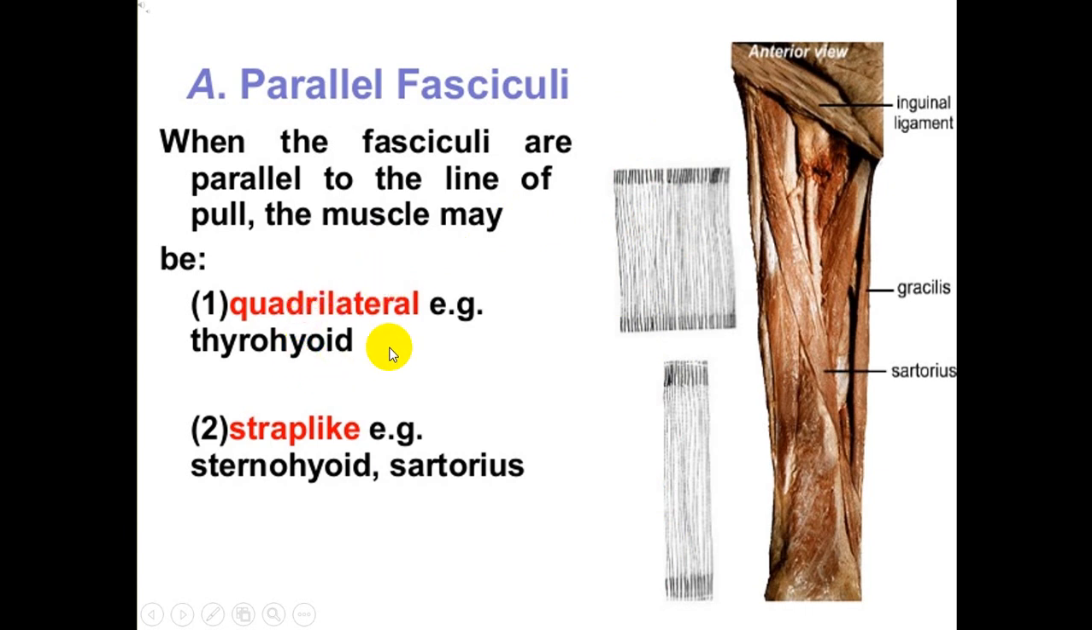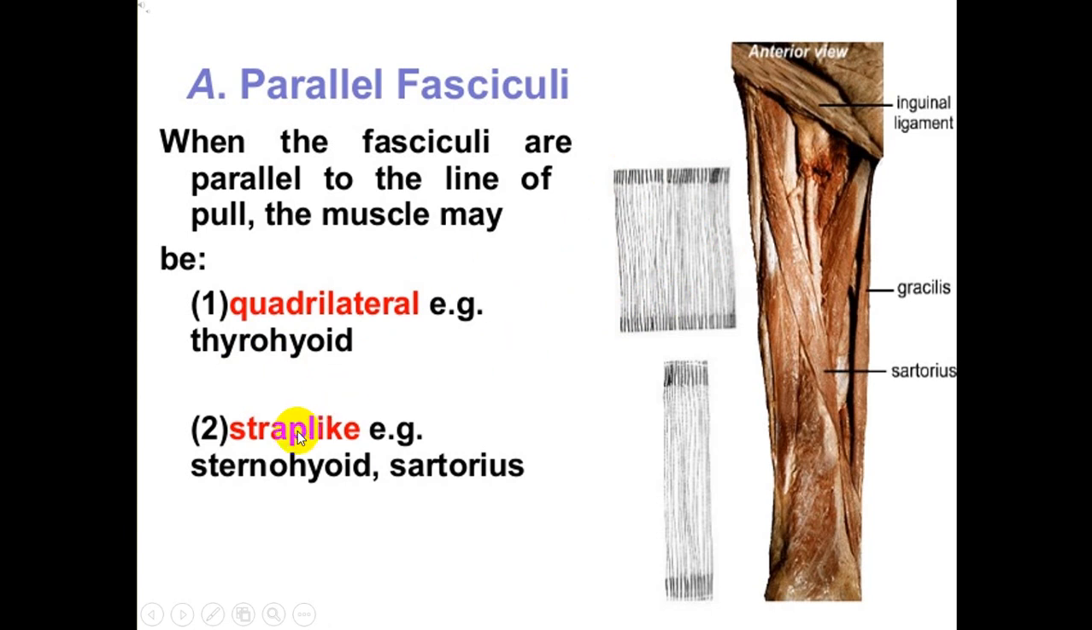First are the quadrilateral muscles. They are arranged in a parallel manner, producing a quadrangular shape of the muscle. Examples include thyrohyoid in head and neck and quadratus femoris in lower limb.